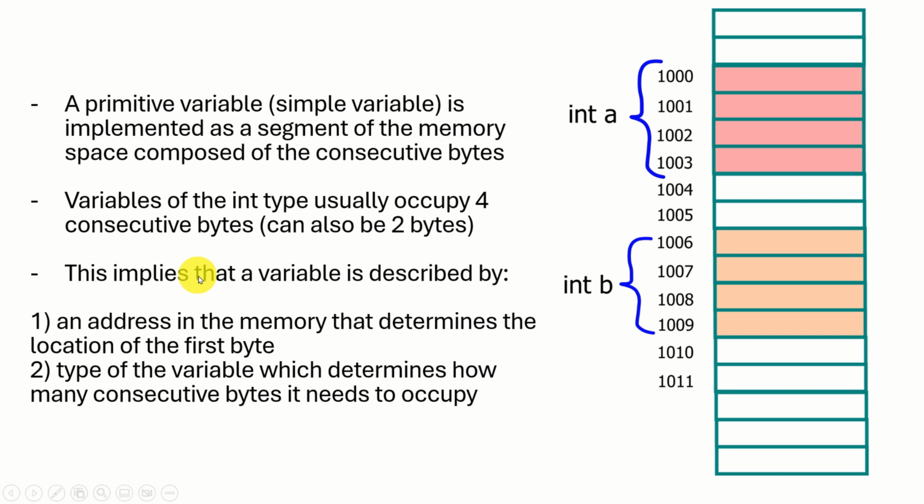This implies that a variable is described by an address in the memory that determines the location of the first byte, and number 2, type of the variable, which determines how many consecutive bytes it needs to occupy. For example, when we declare integer a, the compiler needs to store only the address of the first byte, and it automatically knows that this variable will occupy 4 bytes. This is because integers occupy 4 bytes.